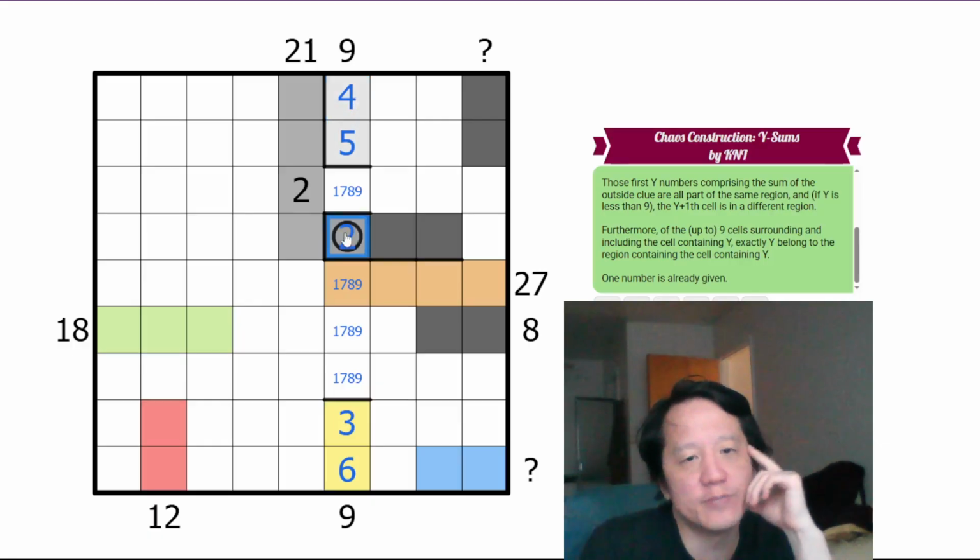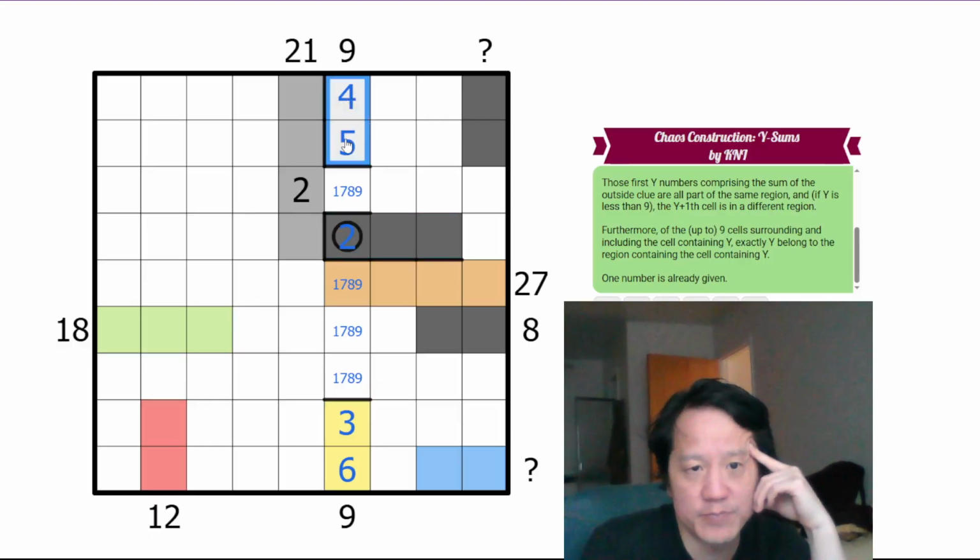Can this be a separate region than this? If it's a separate region than this, it could be medium. This has to go 9 here, and then this is blocked as a region. So the answer is no. So this is boundary here, boundary here. Therefore, this must be part of this region. So that's guaranteed.